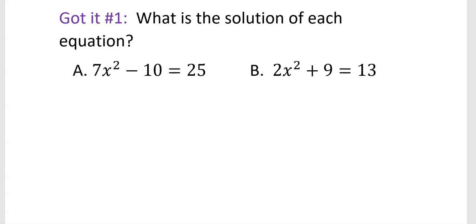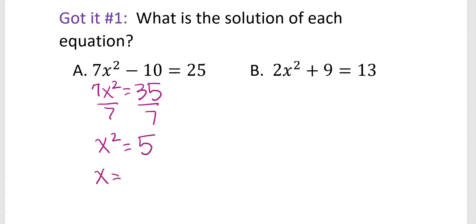So on this one, I'm going to add 10 to both sides. So you get 35. You're going to divide by 7. X squared equals 5. And then what's my answer? X plus or minus 5. I mean square root of 5. Yep, plus or minus the square root of 5.